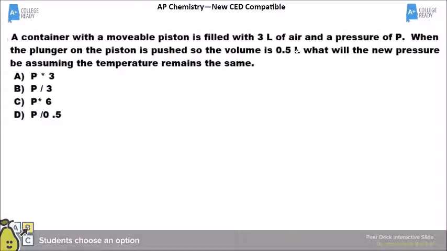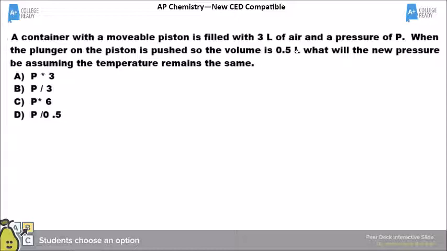Sometimes the AP exam doesn't ask you to actually do math. Sometimes the AP exam says, hey, what's the correct setup for the math? You'll see this on the multiple choice oftentimes, because on the multiple choice, you don't get to use a calculator. So if you go from 3 liters of air down to only 0.5 liters of air, what is the new pressure? Well, if you're going from 3 down to 0.5, that means the volume gets smaller and smaller.